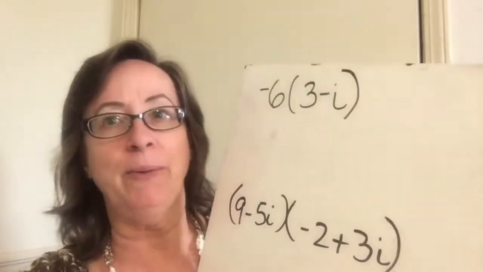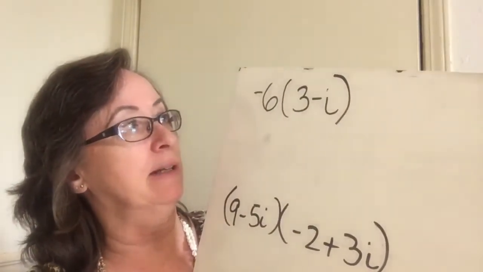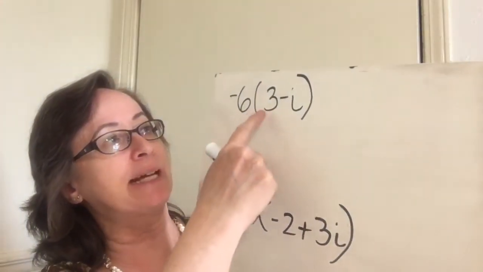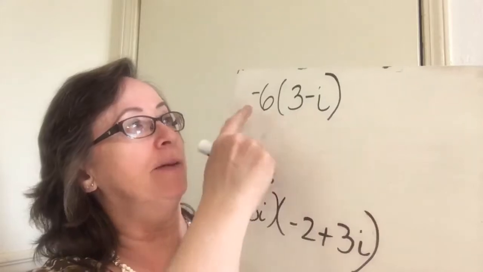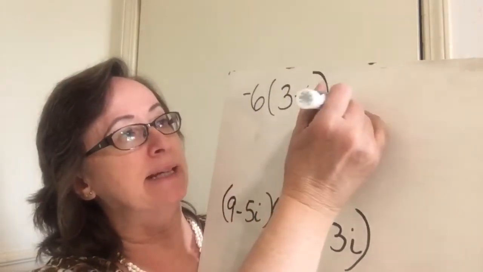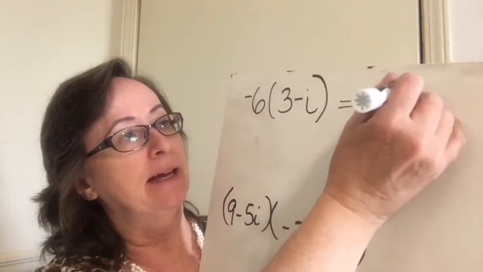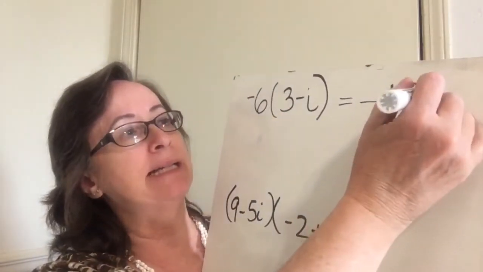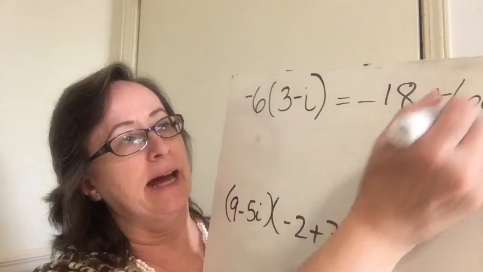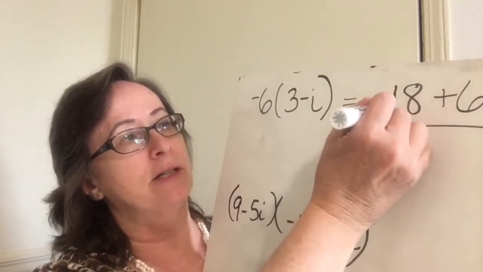All right, so now we have some more multiplication. And we have -6 being distributed to 3 minus i. So -6 times 3 is a -18. And -6 times a -i is a +6i. And that is finished.